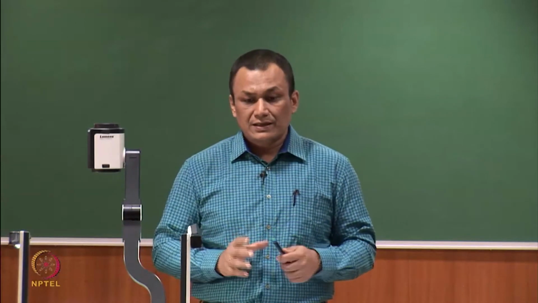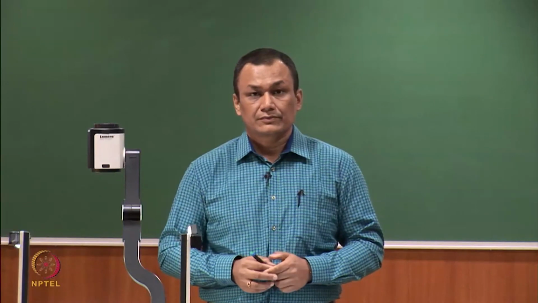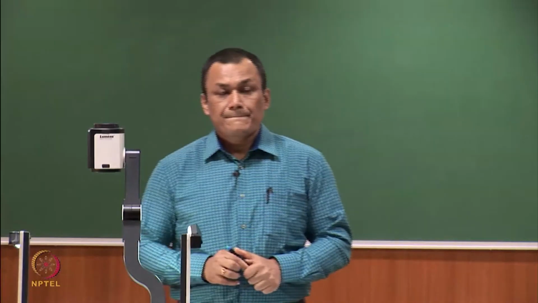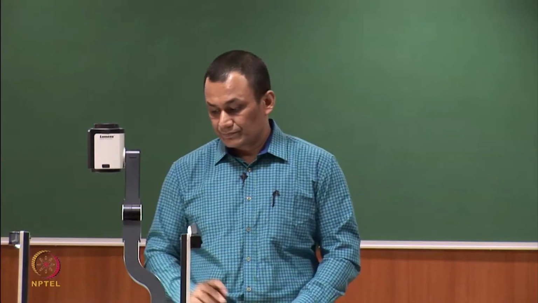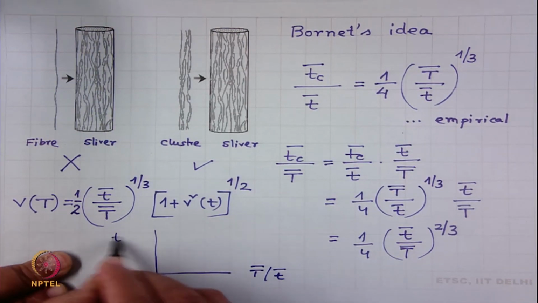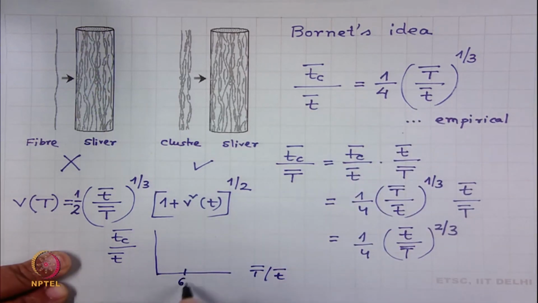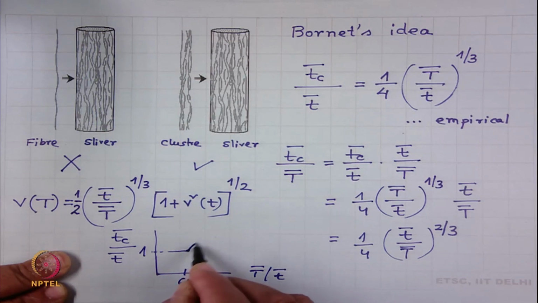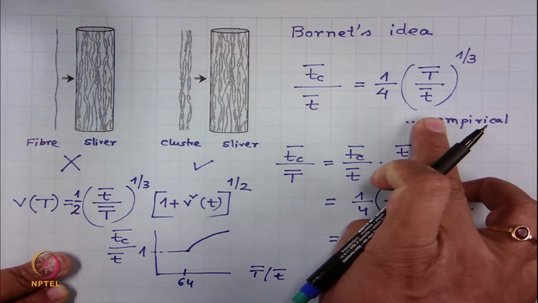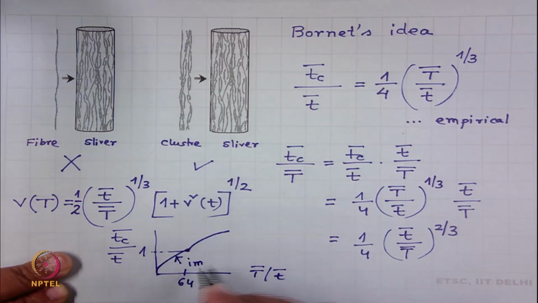So, these two empirical corrections exist in textile literature. However, Bonnet's idea of this expression has a serious problem. If I try to obtain this graph, say this value is 64, then this value will be equal to 1. If this is less than 64, then this is not possible, because this will be imaginary.